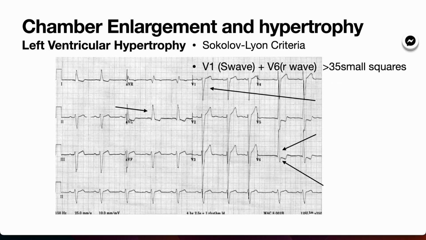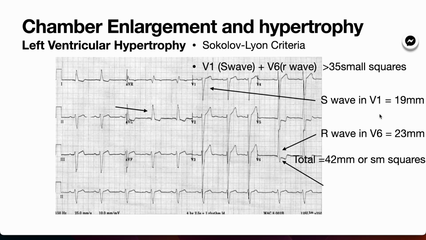So you have the V1 here. You have the S wave, so you can add the S wave here, plus the R wave in V6. In the V1 lead, you have the S wave of about 19 millimeters. You add that to the R wave, which is about 23 millimeters, or 23 small squares. So you got a total of 42 millimeters or 42 small squares.